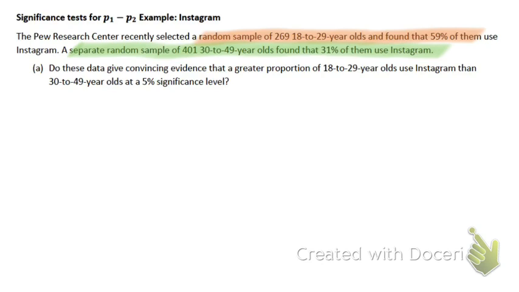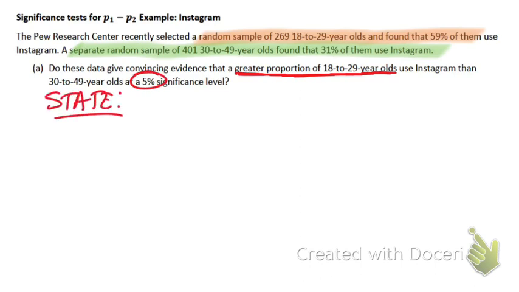Now, in the 18 to 29-year-old group, 59% of them were using Instagram. In the 30 to 49-year-old group, 31% of them were using Instagram. Does it look like there's a difference between these two? Yeah. But is that sampling variability, or is there really a difference? That's what we're going to find out. Do these data give convincing evidence that a greater proportion of 18 to 29-year-olds use Instagram than the 30 to 49-year-olds at a 5% significance level? State. How do we start this off?